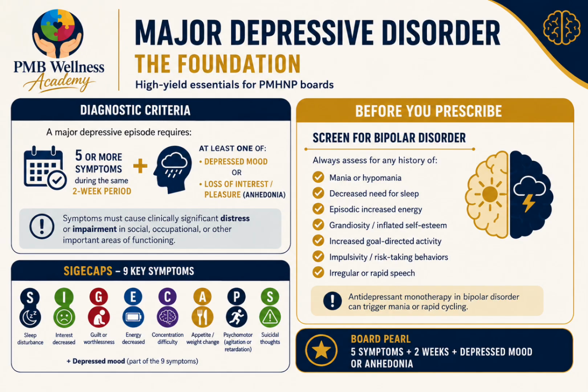One of the most important things to do before prescribing an antidepressant is to assess for bipolar disorder. A patient with bipolar disorder may first present to you because they are depressed. Ask specifically about previous periods of mania or hypomania, decreased need for sleep, unusual elevated or irritable mood, increased energy, grandiosity, pressured speech, racing thoughts, increased goal-directed activity, impulsivity, and risky behavior.